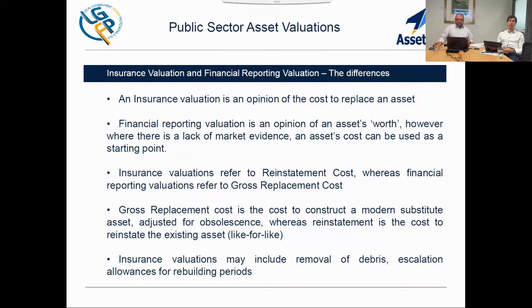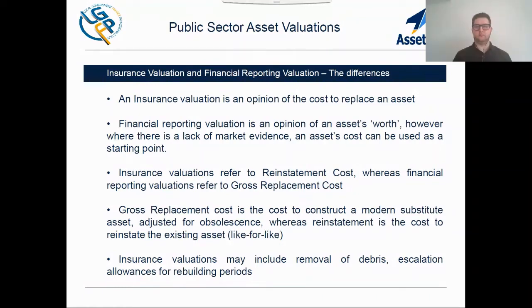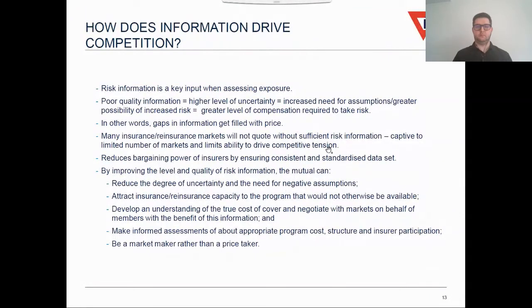It's not really something where you can just say, well, we've got these replacement costs for financial reporting, let's just translate them into insurance values. There are some key differences there that have to be considered and accounted for. So on that note, I'll hand over to Nathan, who will explain in more detail, from the insurer's point of view, what they're looking for and what his experiences are with that.